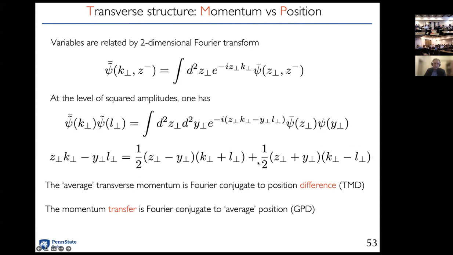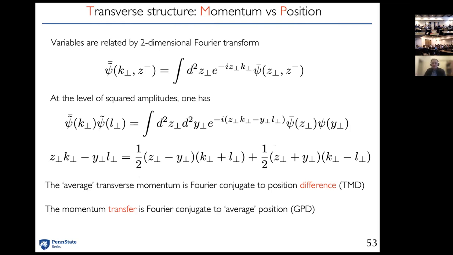So look at this, and we see that the average transverse momentum, which is k perp plus l perp, is Fourier conjugate to the position difference of quarks. So it's z perp minus y perp. And the difference k perp minus l perp is Fourier conjugate to the average position of quarks. And the momentum transfer here, k perp minus l perp, is Fourier conjugate to the average position, so with respect to some center of mass of the nucleon. So this thing here belongs to what we know as GPDs, while this thing here belongs to what we know as TMDs.